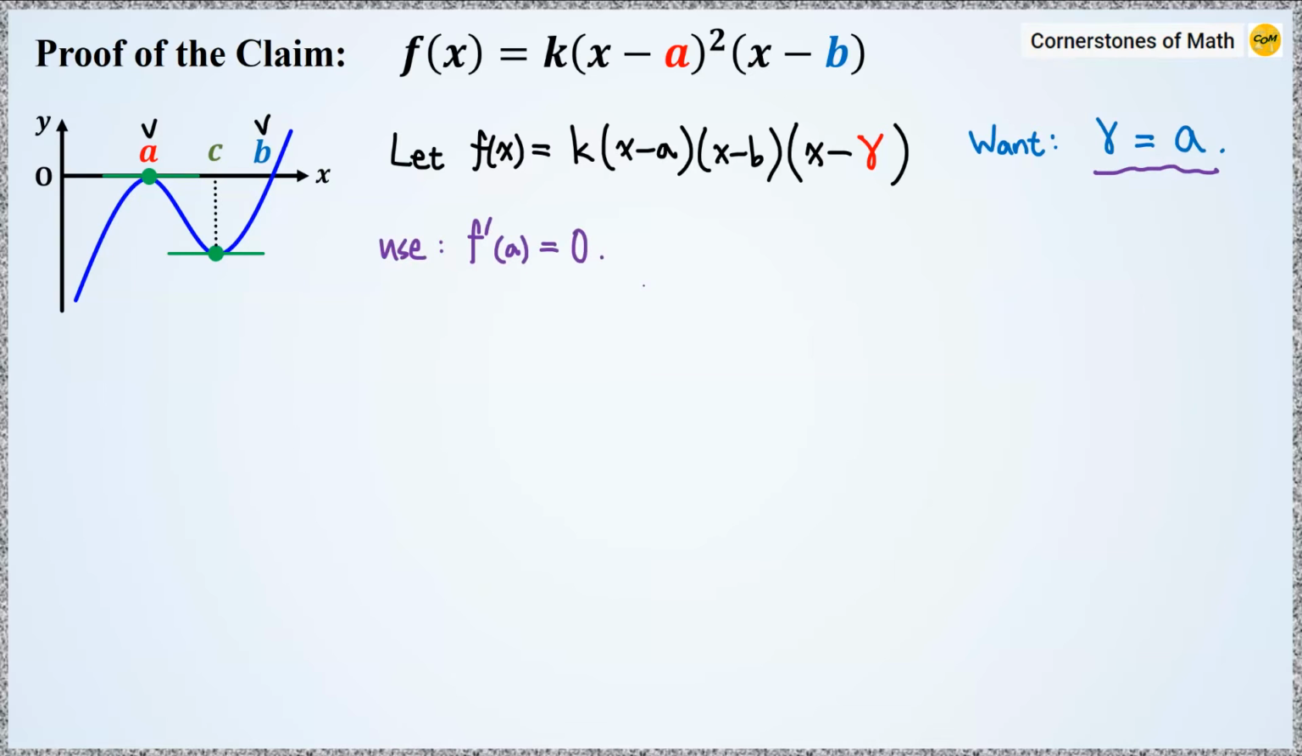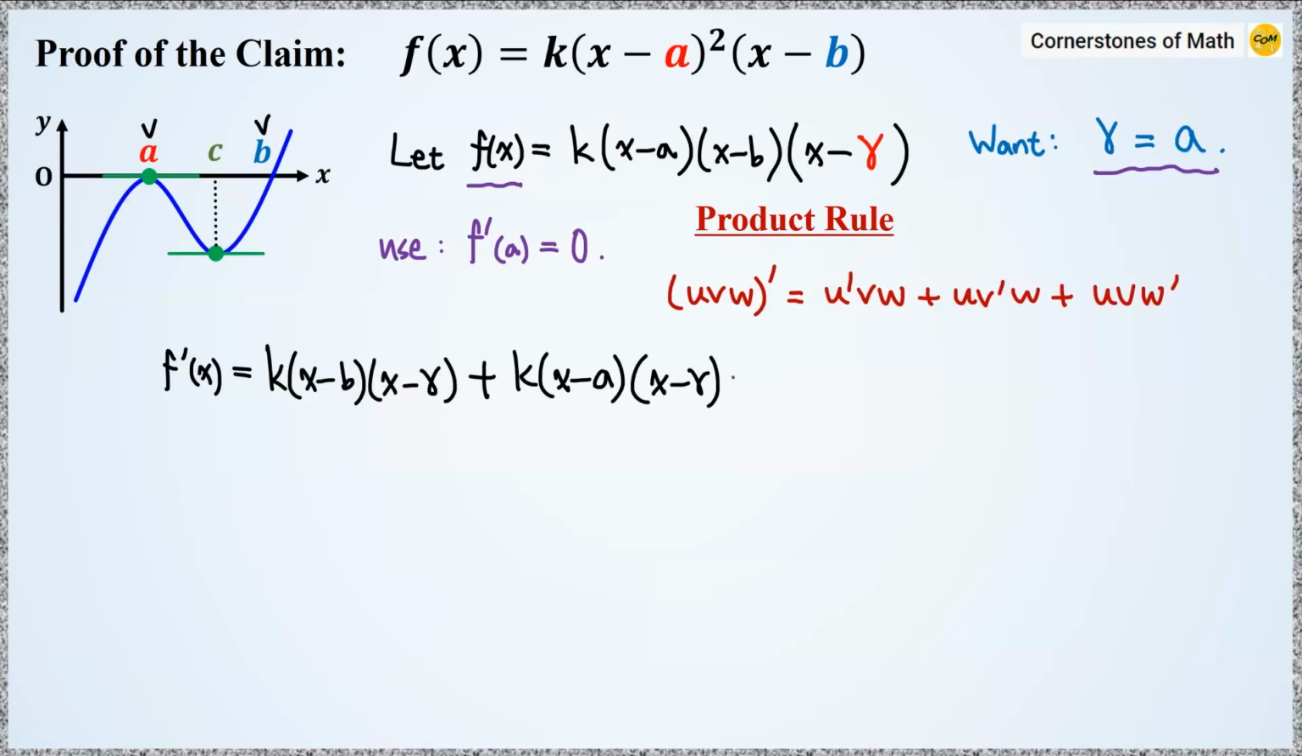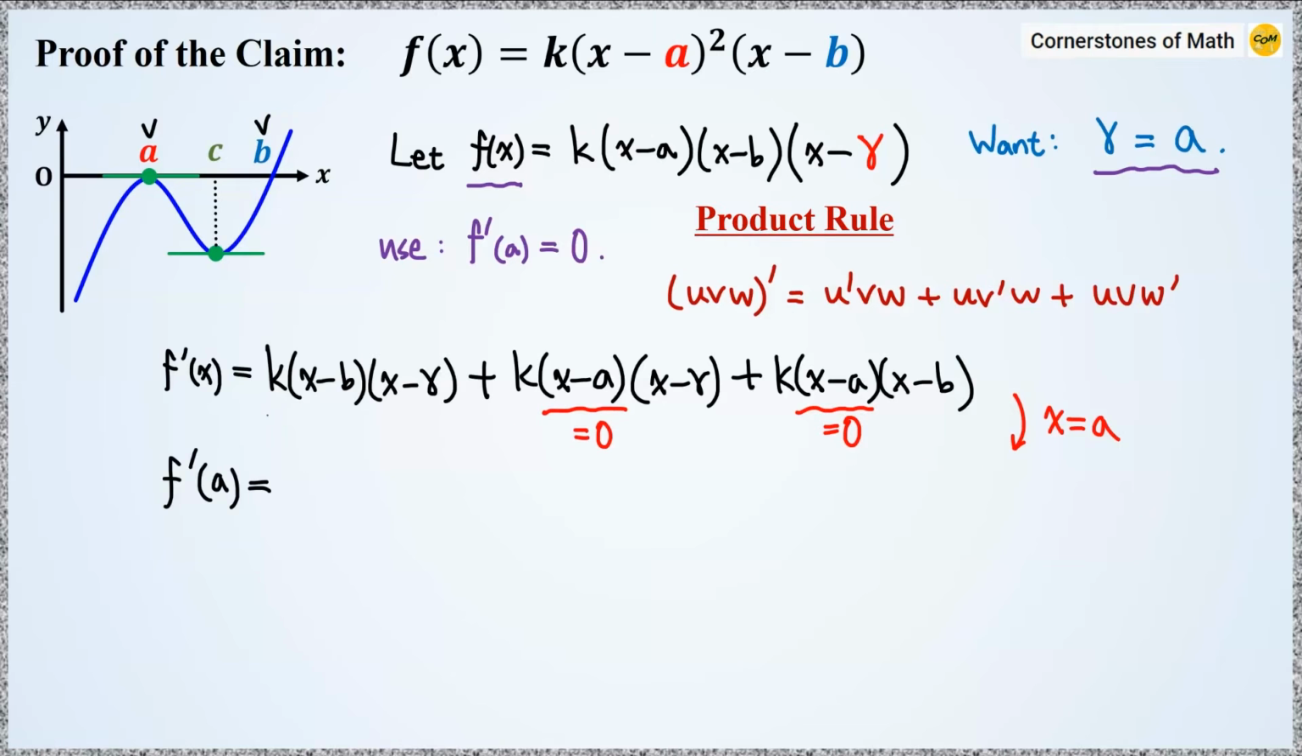Here we will use the fact that the derivative f'(a) equals 0. So if we differentiate this function, again using the product rule, we obtain f'(x) equals, first we differentiate (x minus a), so we have k(x minus b)(x minus gamma). Then we differentiate (x minus b), so we have k(x minus a)(x minus gamma), and then we differentiate (x minus gamma), so we have k(x minus a)(x minus b). Therefore, if we substitute x equals a, these parts become 0, and we only have this part, so we have k(a minus b)(a minus gamma), which must be 0.